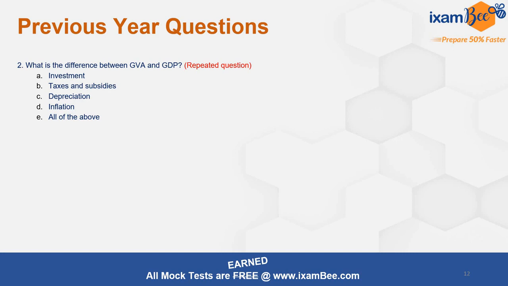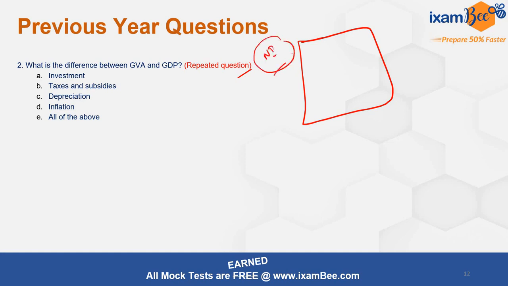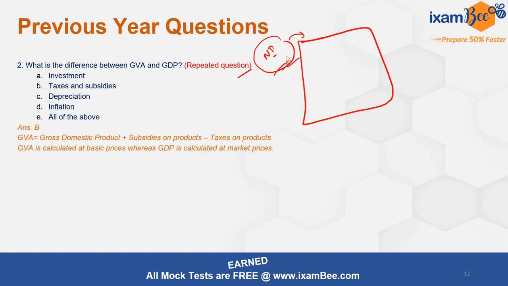Now, what is the difference between GVA and GDP? So what is the difference here? The difference between GVA and GDP. Again, if you know the flow chart that I have discussed so many times for national income, you can solve any kind of questions related to national income. So have a look at that also. That really helps in solving such kind of questions. And here the answer is taxes and subsidies.